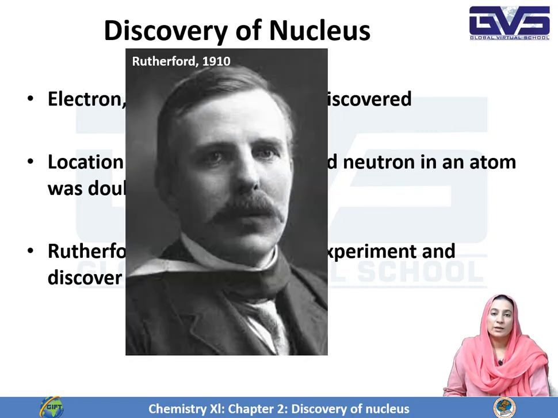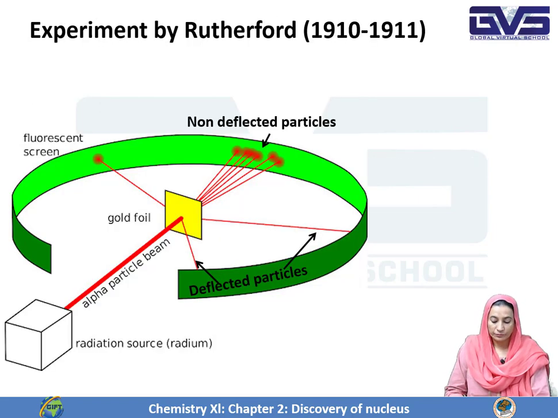His experiment for the discovery of nucleus by Rutherford consists of the following parts. First, it has an alpha particle source. I already told you in the previous lecture that alpha particles are emitted from radioactive elements. In this case, he used radium as the radiation source. Even polonium can be used. Both radium and polonium are radioactive elements, and they emit alpha, beta, gamma radiations. This was placed inside a box, and they emit the alpha particles.